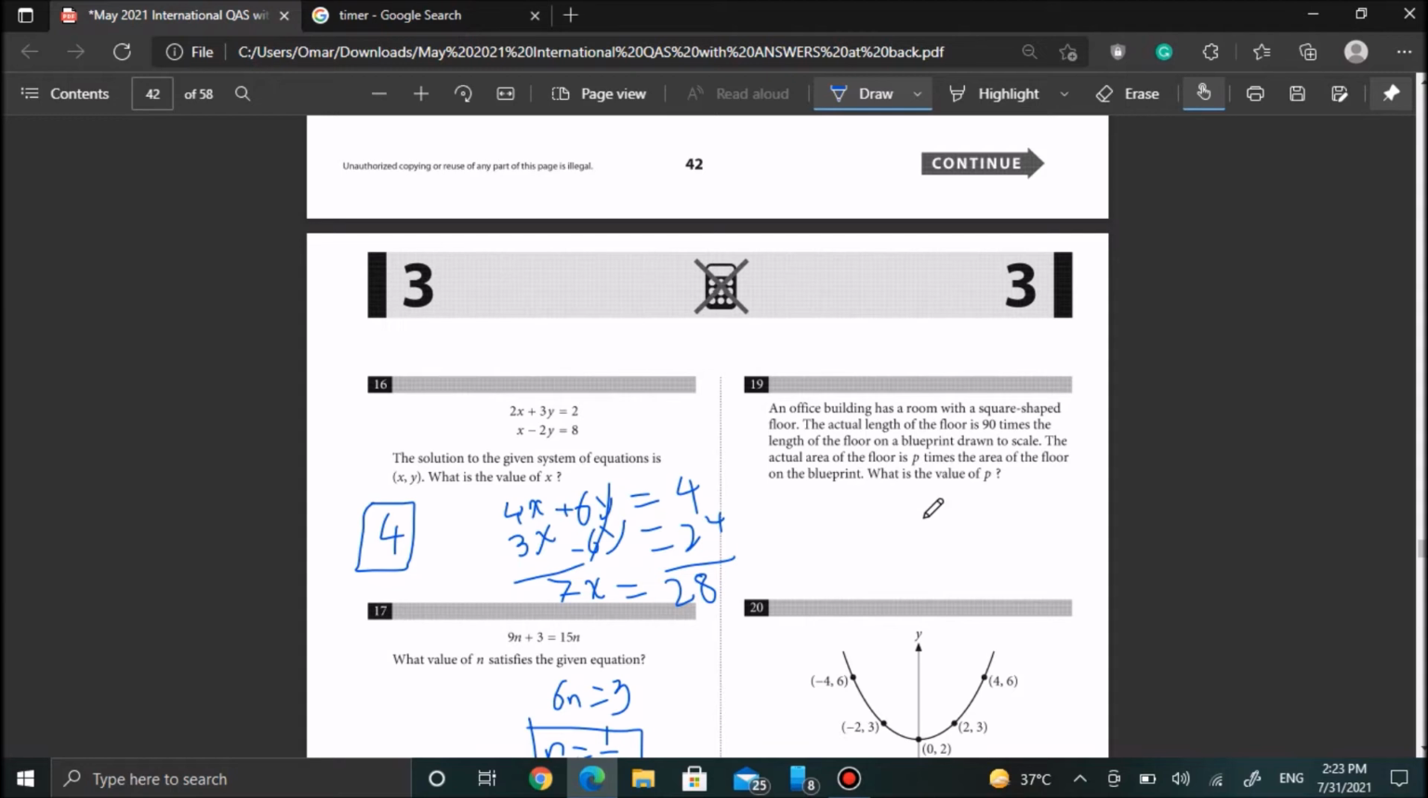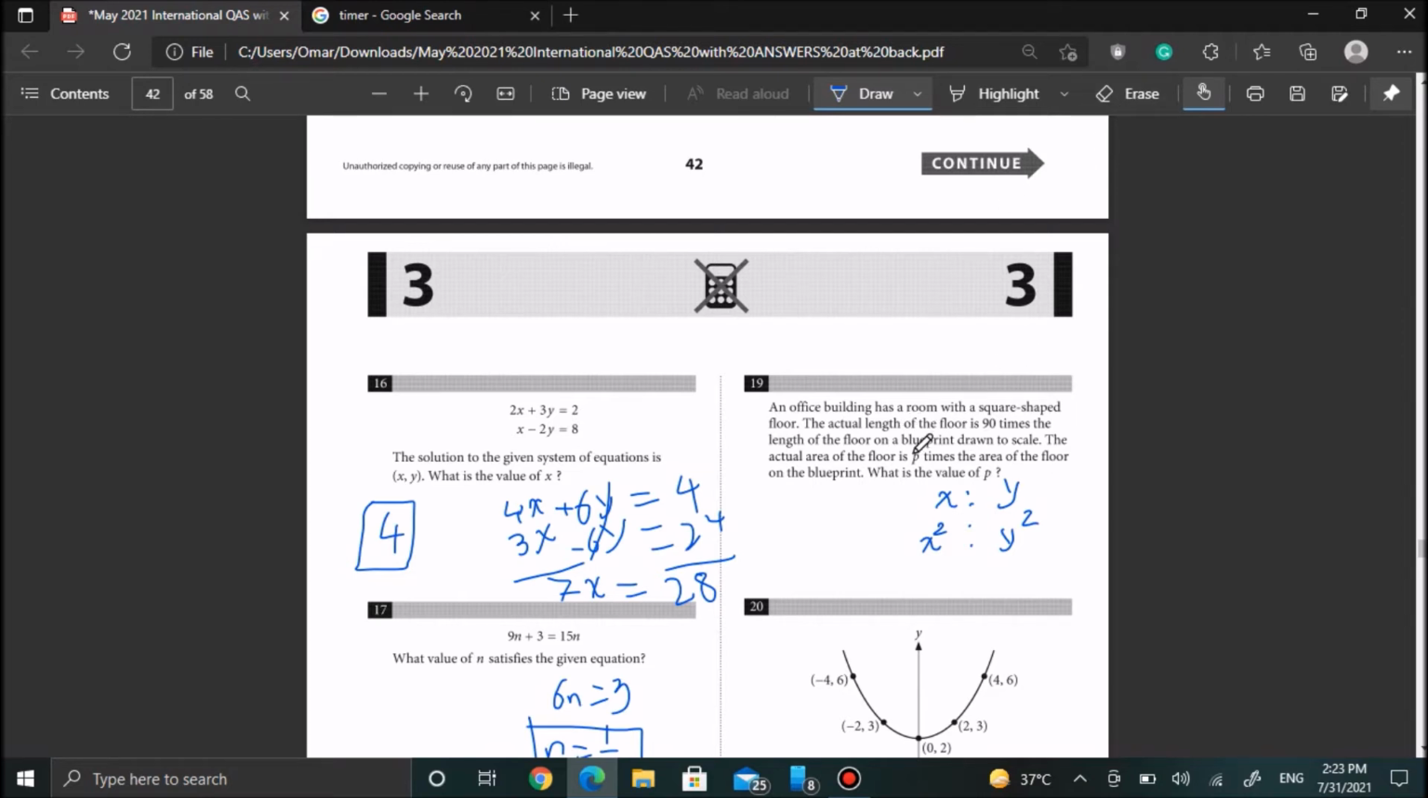Now you have to bear in mind something. If the ratio of the lengths of two similar figures is x to y, then the ratio of the areas is x squared to y squared. For example, if you have a square with a side length of 2 and a square with a side length of 4, obviously the side lengths are in a ratio of 1 to 2, but the areas are in a ratio of what? 1 to 4. And you can test it out. The area of the two-sided square is 4 and the area of the four-sided square is 16. So yeah, it's 4 times.